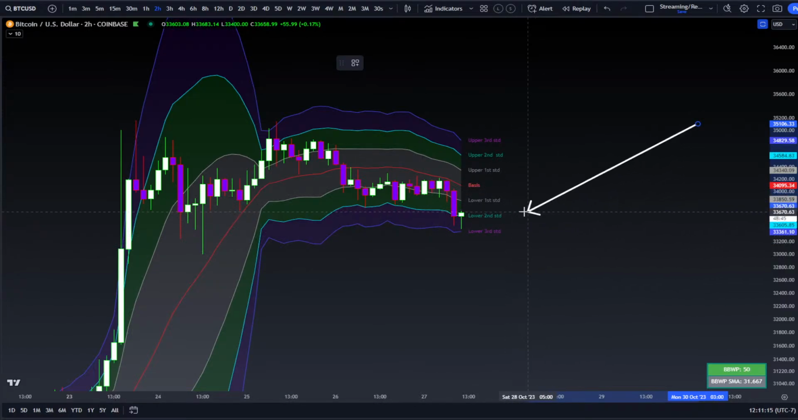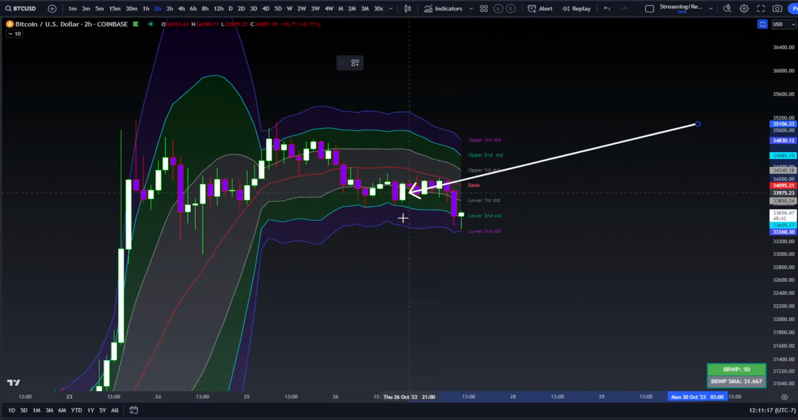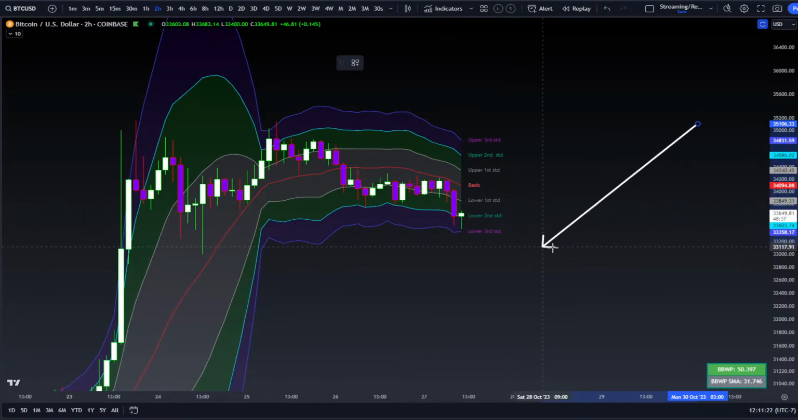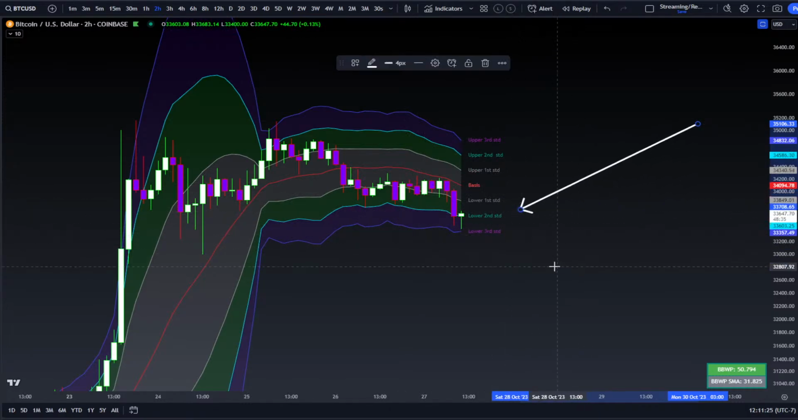Now, in this case, this is a possible setup for a reversal if we see the lower second standard deviation closed above in the next 3 hour close or 2 hour closure. Sorry, it's going to close with the 4 hour. In this case, the lower second is at 33,600. So coming into the last 50 minutes of this candle or so, that is going to be the area to watch in the shorter term timeframe. So 33,600, it's about $60 above currently.